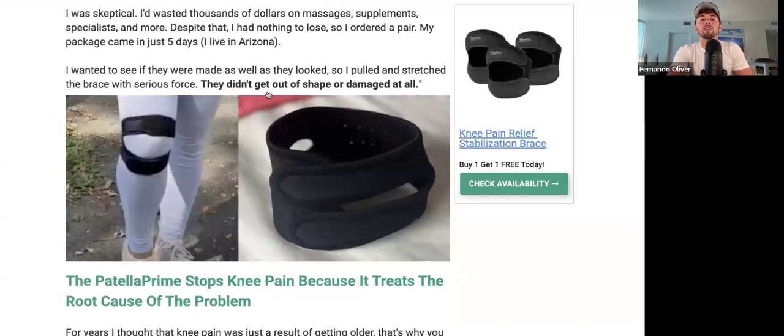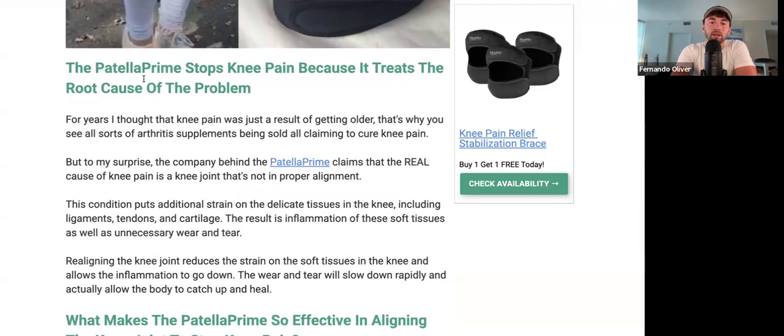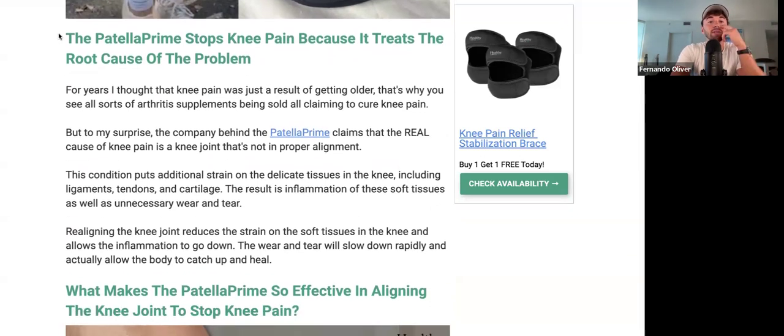Okay, yeah, so they kind of pause the story for a second now, and then they're going to go into the mechanism. This is the root cause of the problem. The patella prime stops knee pain because it treats the root cause of the problem. So this is a very effective structure to use for your product mechanism introduction. It starts like this. For years, I thought the root cause was X. So in this case, I thought it was just getting older.